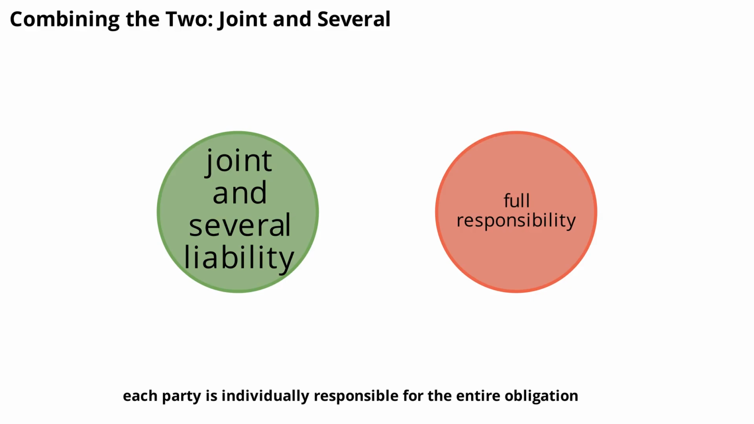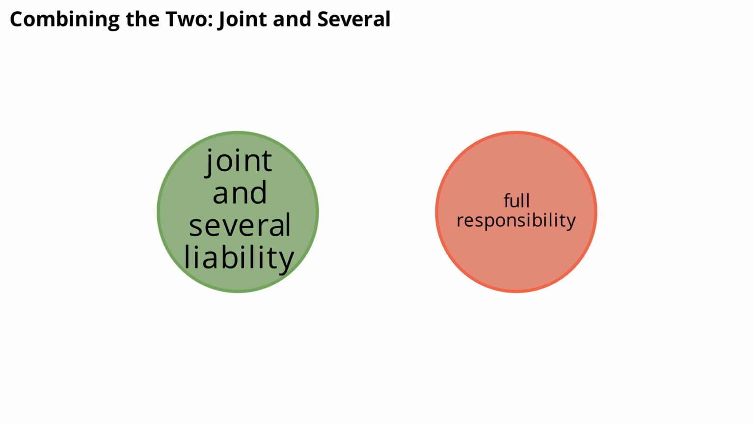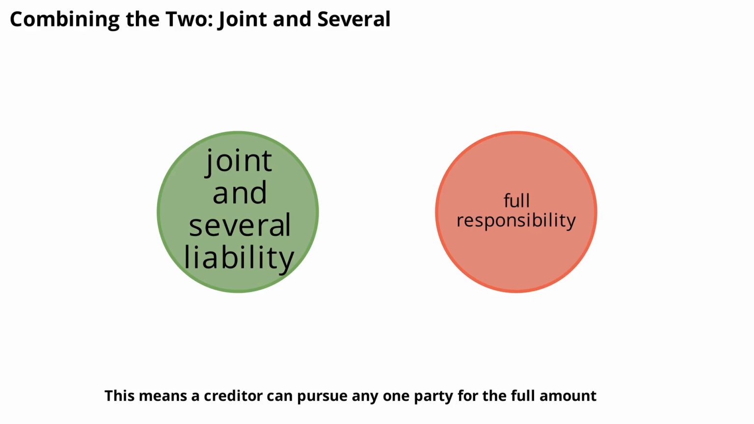Joint and several liability combines both concepts. Here, each party is individually responsible for the entire obligation, but also collectively with others. This means a creditor can pursue any one party for the full amount or all parties together. If one party pays more than their share, they may seek reimbursement from the others. This system is designed to protect the interests of the injured or owed party, ensuring they can recover the full amount owed.